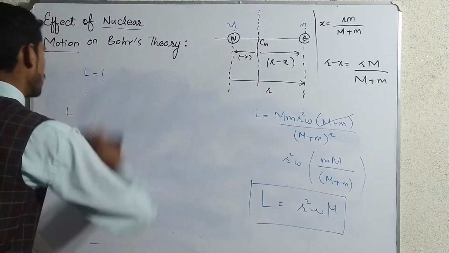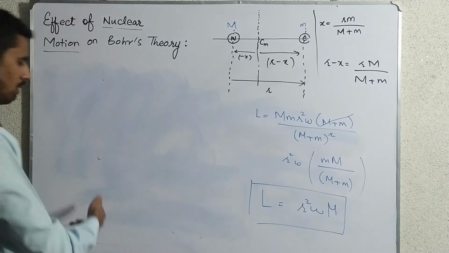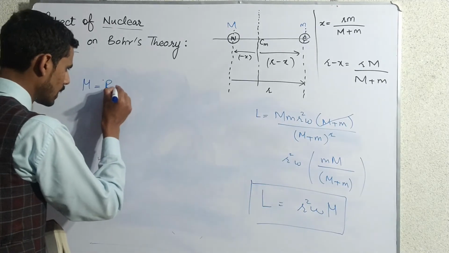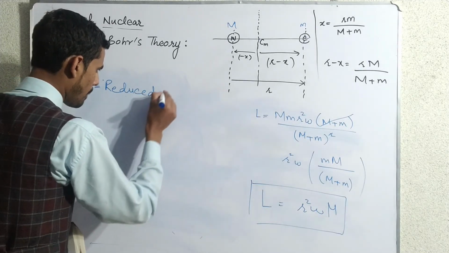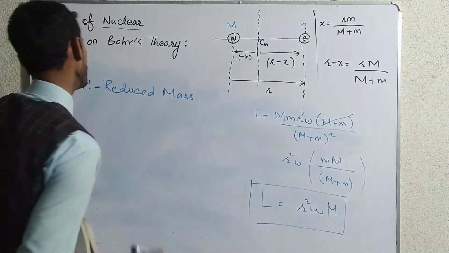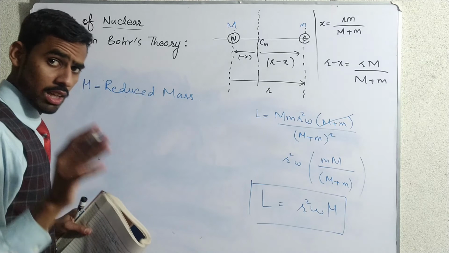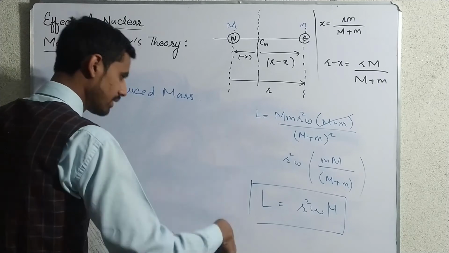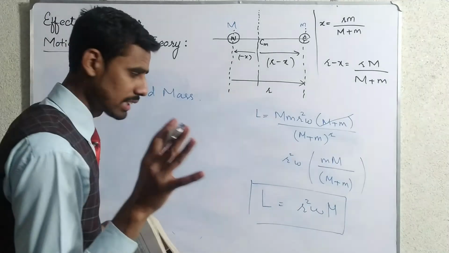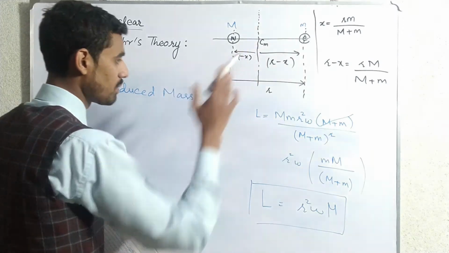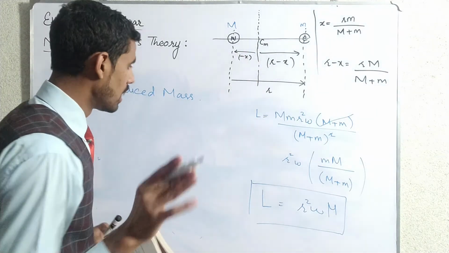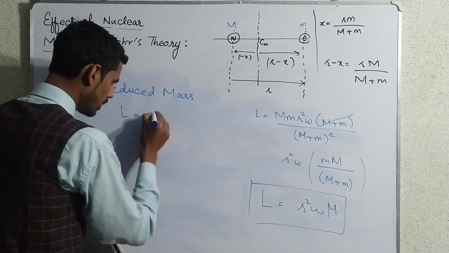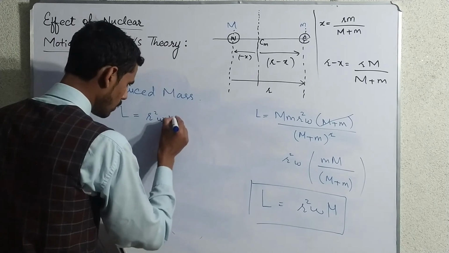So what this mu is, let's talk about that. This mu is equal to the reduced mass, and I told you earlier in the beginning of this lecture that when we take the relative motion of two point masses, then we talk about their center of mass and we consider their reduced mass. And this L is equal to r square omega mu.